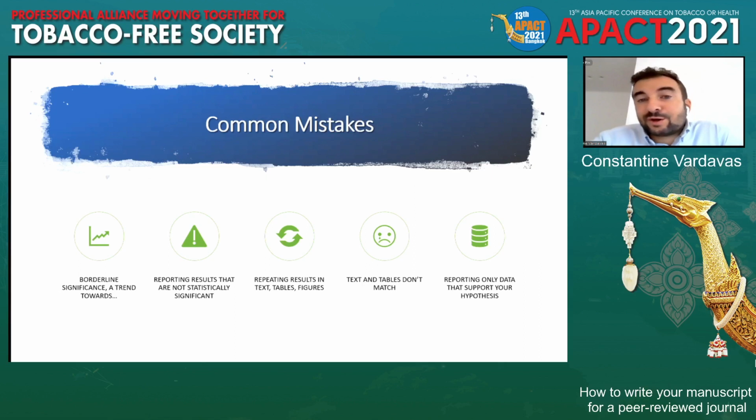Another common mistake is only reporting the data that support your hypothesis. Of course, when you're doing a study, other information pops up that is relevant but may not support your hypothesis. You must also report that data. So that's another interesting point.